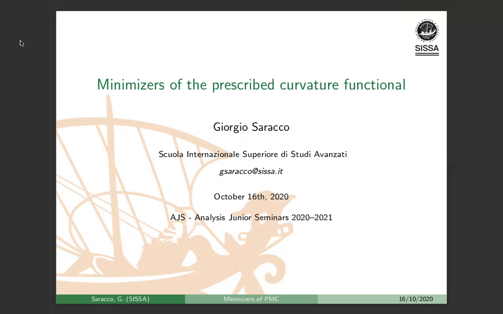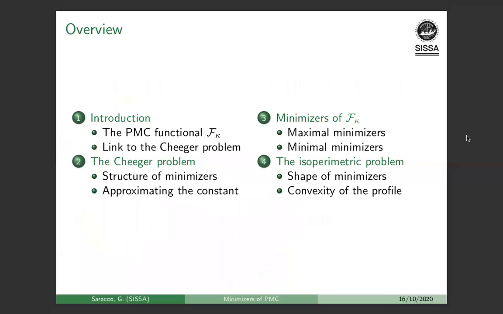So, hello everybody, and thanks Manuel and Maria for asking me to deliver this seminar. What I want to talk about today is the shape of minimizers of a given functional, which is the prescribed curvature functional, and the outline of the talk is more or less this one. First, I will introduce the functional, give you some a priori properties of minimizers, and show how there is a link with the Cheeger problem, which is something that Nicolau talked about last week.